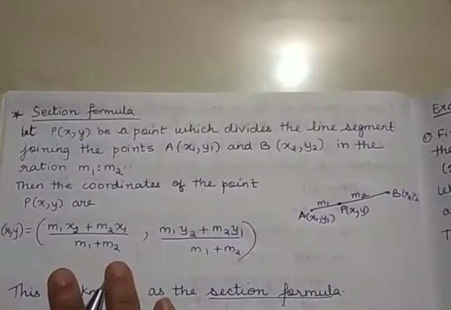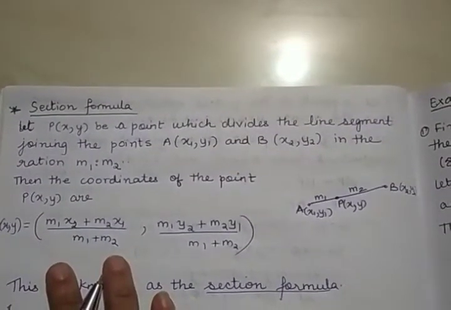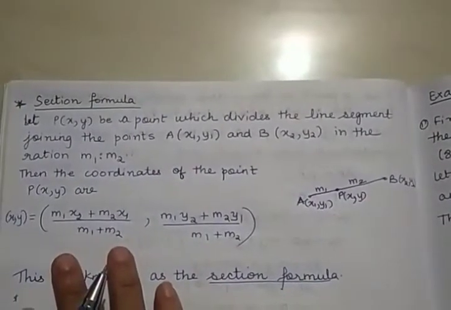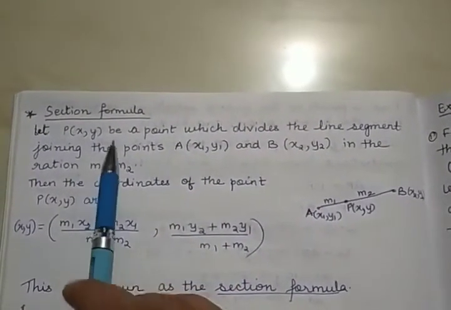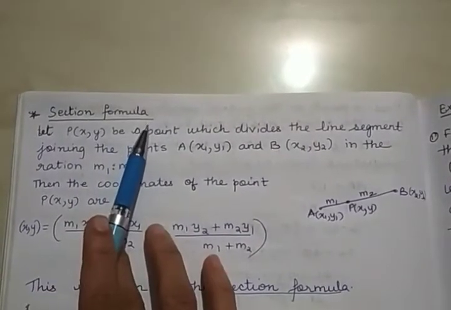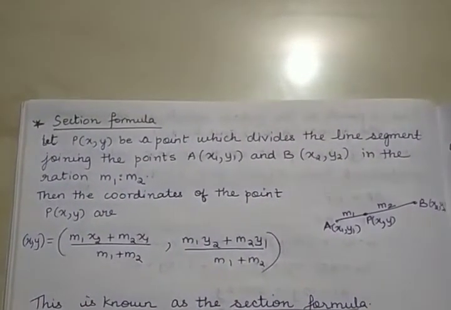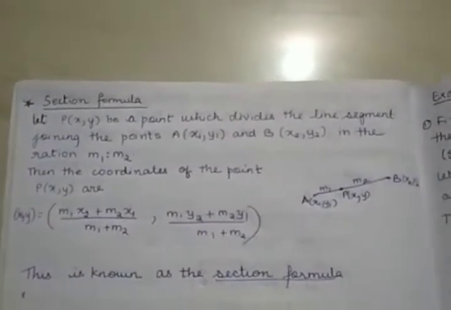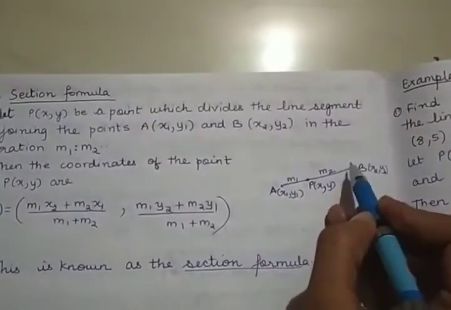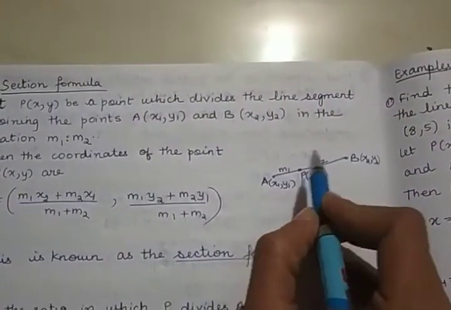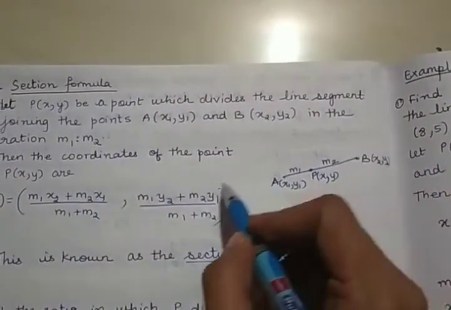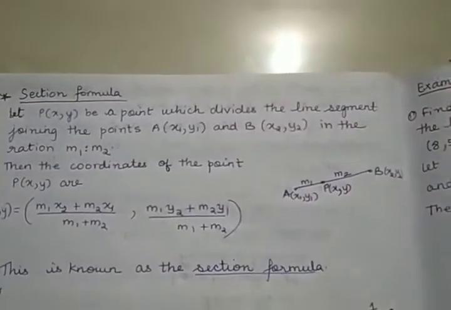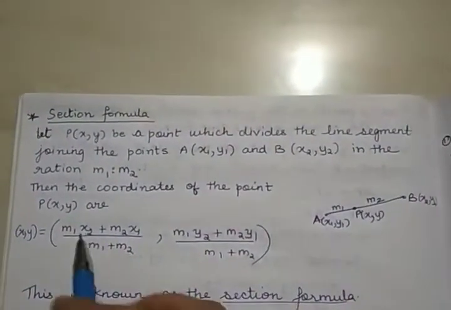In the last video, we learnt about the distance formula. In this video, we will see the next subtopic from coordinate geometry, which is the section formula. Let us see how to find the coordinates of a point which divides a line segment in the ratio m1 is to m2. It can divide the line segment in any ratio. So let us see what the coordinates of the point are.